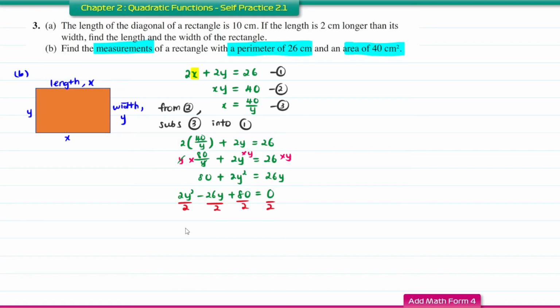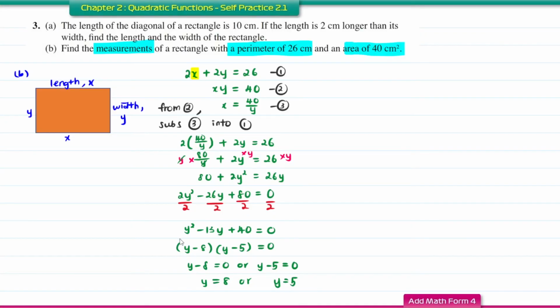So next, I'm going to have y squared minus 13y plus 40 equal to 0. If you use the factorization method, you're going to have the bracket y minus 8, another bracket y minus 5, equal to 0. Next, y minus 8 equal to 0 or y minus 5 equal to 0. Therefore, y is equal to 8 or y is equal to 5. If you use the method of completing the square or the formula, you're going to get the same y here.